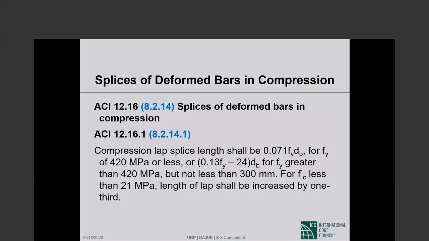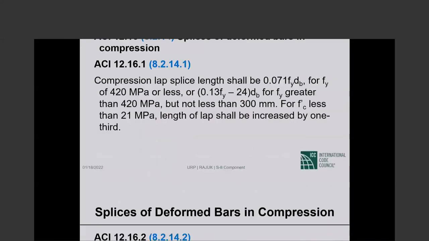Okay, so compression lap splice length and expression is given. It's a function of so many bar diameters. These so many bar diameters are a function of the yield strength of the reinforcement, and the minimum compression lap length is 300 millimeters. And very importantly, for f_c' less than 21 MPa, length of lap shall be increased by 1/3.